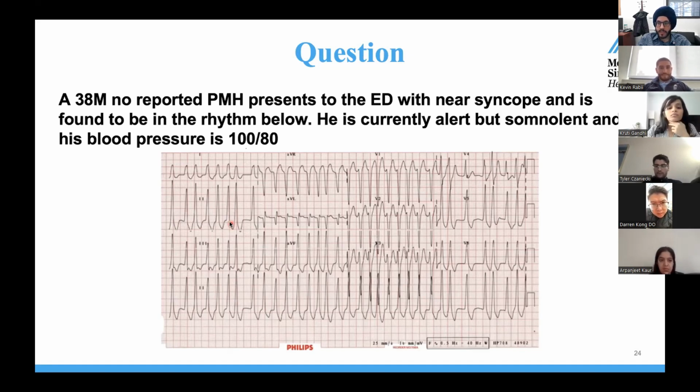Kruti in the chat says unstable. Yeah, so even though the blood pressure is okay, the patient's somnolent, especially at this heart rate. You can notice how fast it is. At times it's close to 300. So even though the patient is alert with a blood pressure, you anticipate he'll likely be crashing at any moment. This is the type of patient where I think you would proceed directly to shocking.